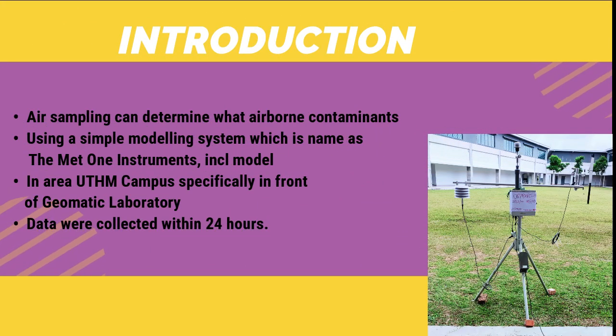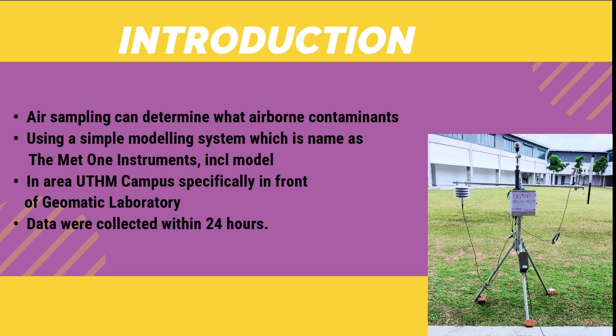Air sampling can determine what airborne contaminants are present using a simple modeling system, which is named the MET1 instrument or E-sampler. The location for the sampling is in the area of UTHM campus, specifically in front of the Geomatic Laboratory. The data were then collected within 24 hours for particulate matter 10 and particulate matter 2.5.